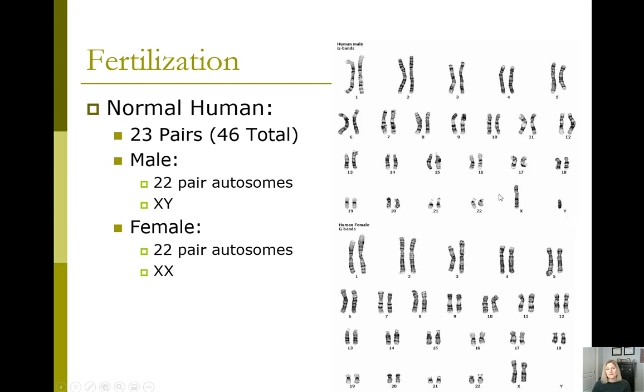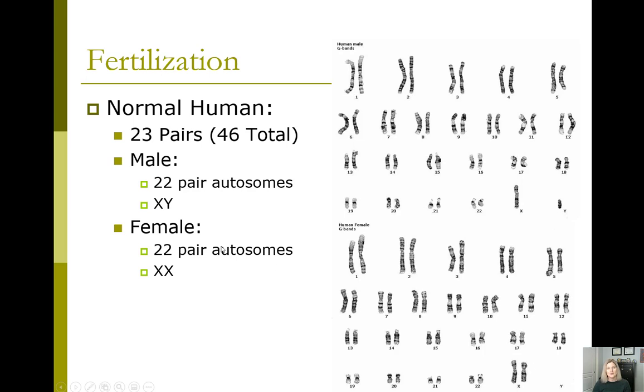So for males, you have non-homologous chromosomes for your sex chromosomes. Non-homologous means they're not the same. You got one X and one Y. Females, you have homologous chromosomes for your sex chromosomes. You got 2 X chromosomes. They carry the same genes.